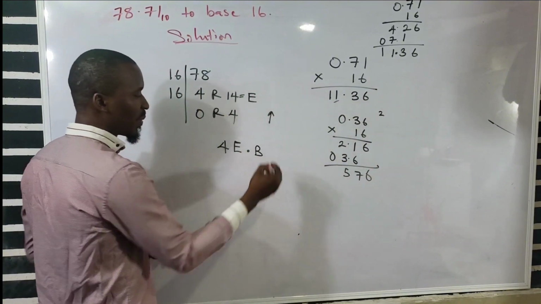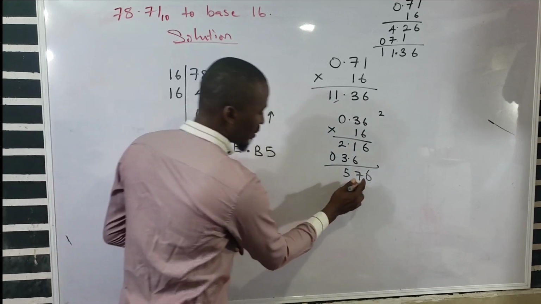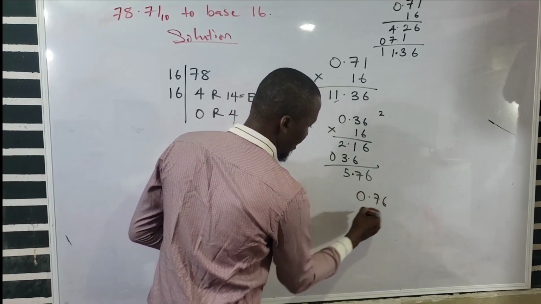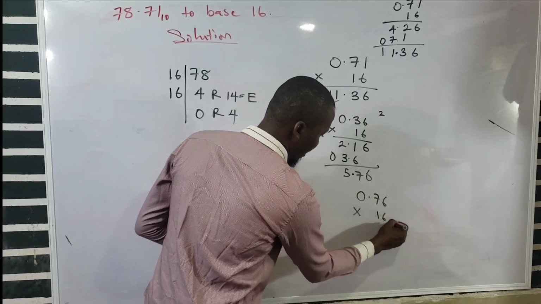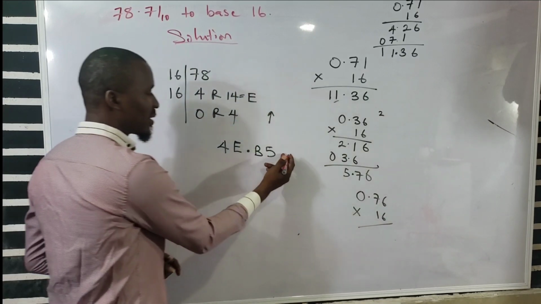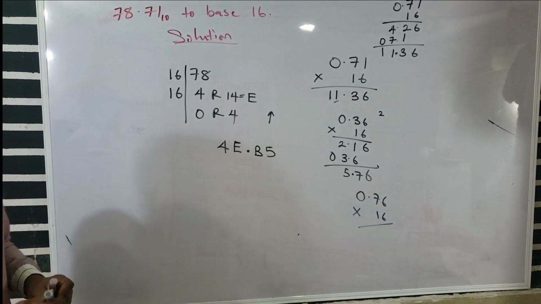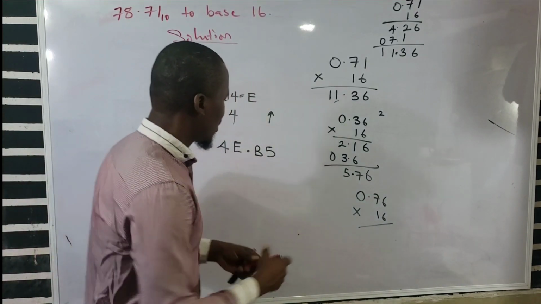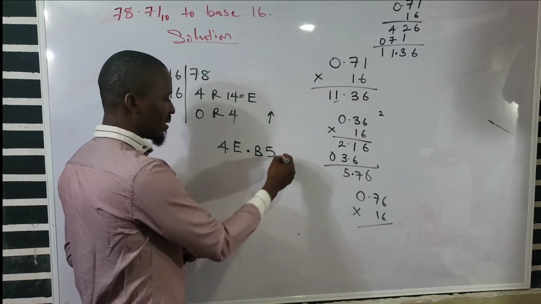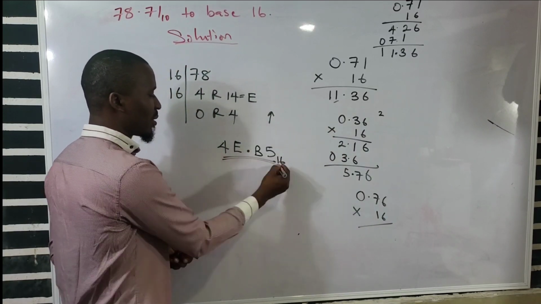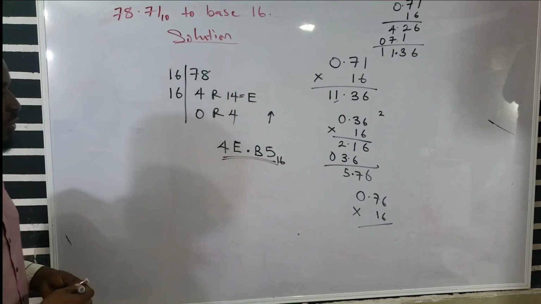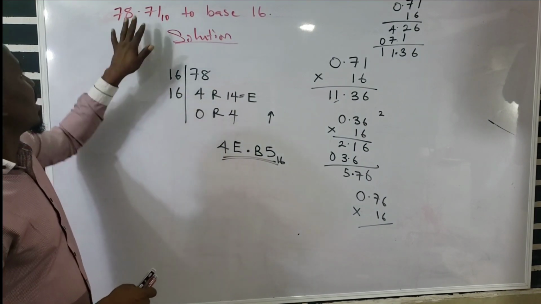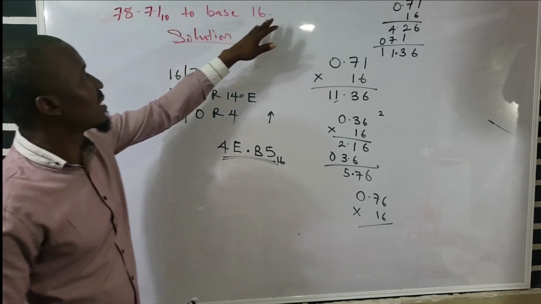So this time around we pick what? 5. So if we pick 5, we have 0.76. You also multiply by what? 16. So whatever you have, you still pick the whole number and leave the decimal. So you can keep doing that and you have your values, maybe one other number or two other numbers. So that is how to convert a decimal number to base 16.